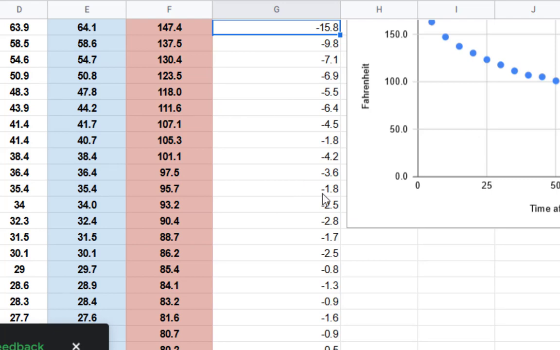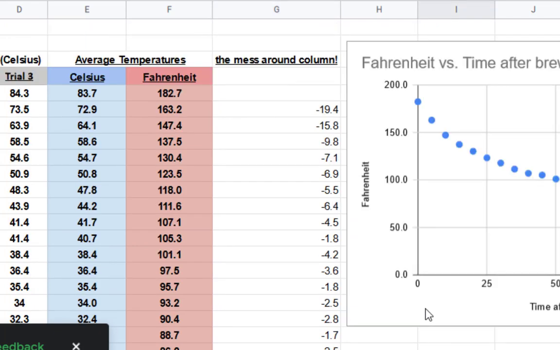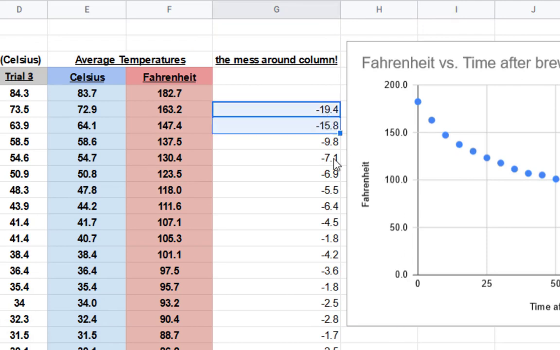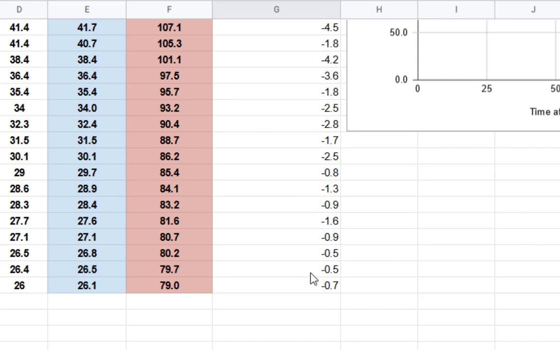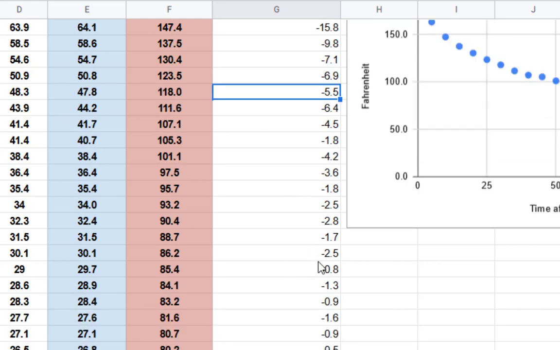Now, they're all negative, which makes me happy. And it does make me happy because the coffee is getting cooler. But they're all over the place, right? The first two temperature drops were really high. And then the drops are smaller as they go down. These are getting pretty close to zero. Actually, this is telling us something.